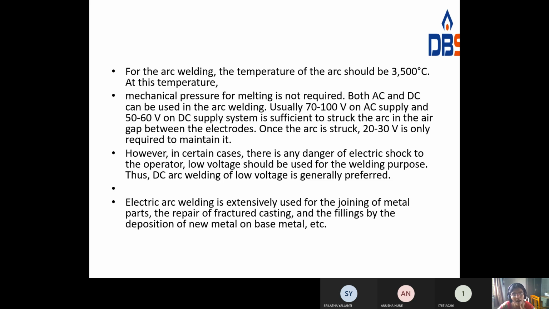Okay, electric arc welding is extensively used for the joining of metal parts, as well as the repair of fractured castings and the filling by the deposition of new metal on the base metal, etc. So these are the applications of electric arc welding.